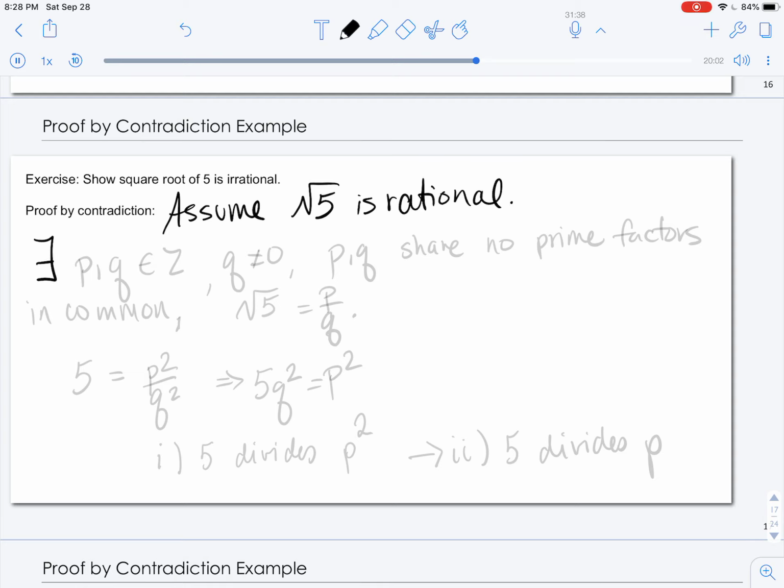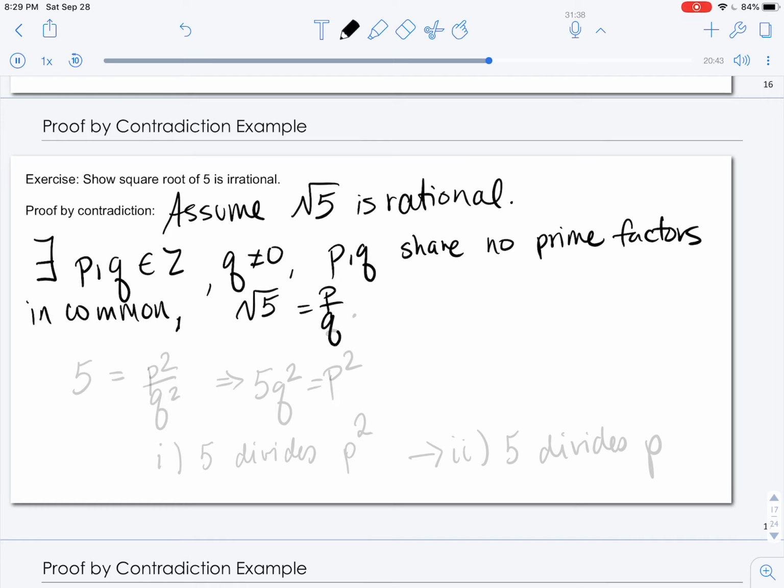That means there exist some integers p and q such that q is not equal to 0 and p and q share no prime factors, and you may have also heard this expressed as the GCD of p and q is equal to 1, or that p and q are relatively prime, and such that the square root of 5 is equal to p divided by q. Now let's see what we can do with this.